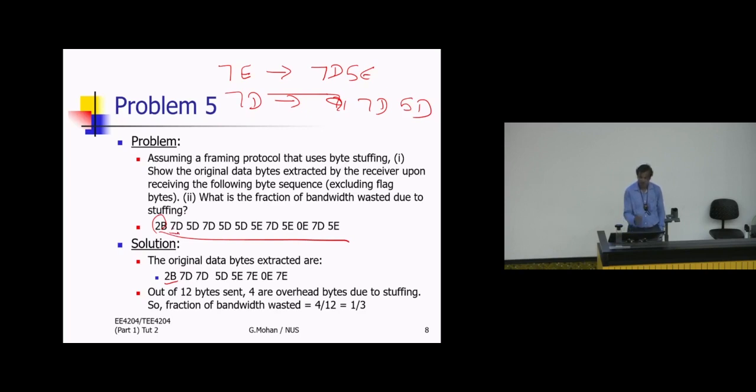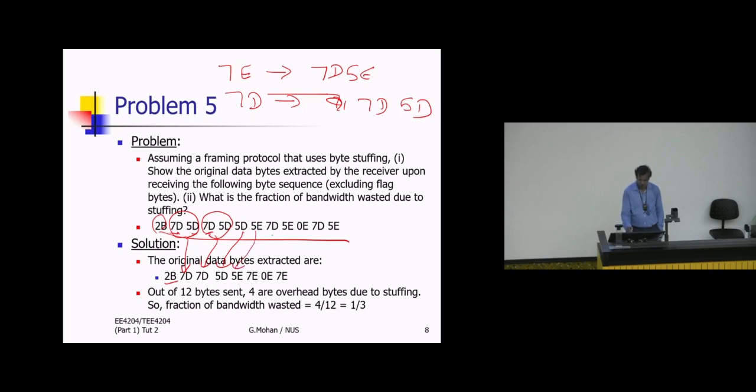Then it receives 7D. When it receives 7D, it looks into the next byte. The next byte is 5D. So this 7D, 5D is replaced by 7D. Now the receiving adapter receives another 7D, and the next byte is 5D. So these two will be replaced by 7D. That means 5D is dropped. Then it receives 5D, which stays 5D. So note that when 7D precedes 5D, it has a different meaning. But here it's just 5D. 5D means 5D. 5E, 5E.